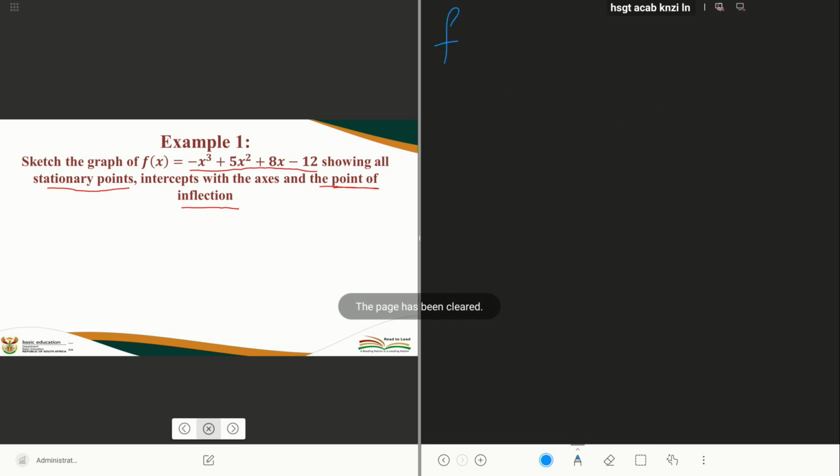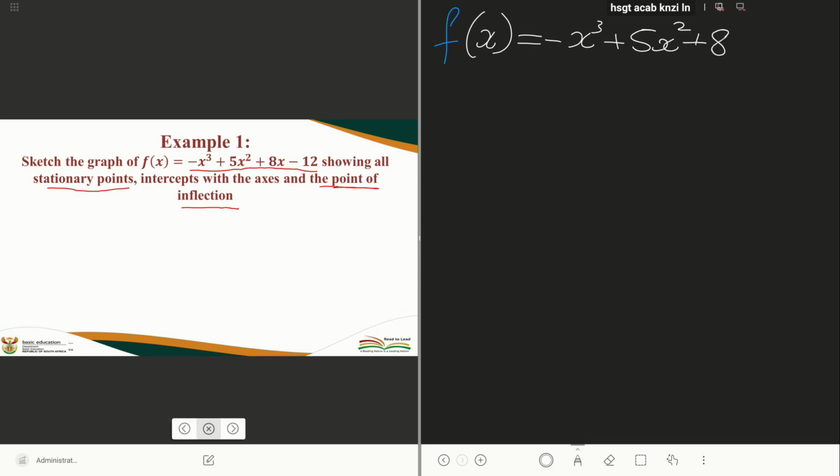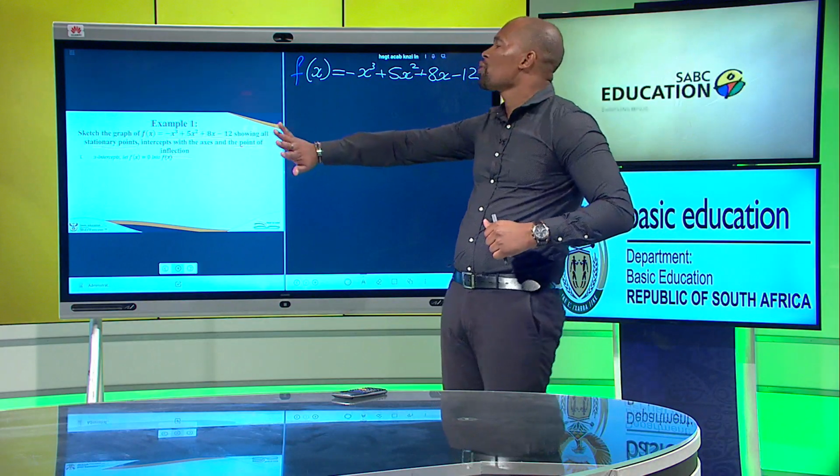We are having f of x is equal to negative x cubed plus 5x squared plus 8x minus 12. All right, let's see. Following those steps, we said for us to sketch a graph, these are things that we need to identify.